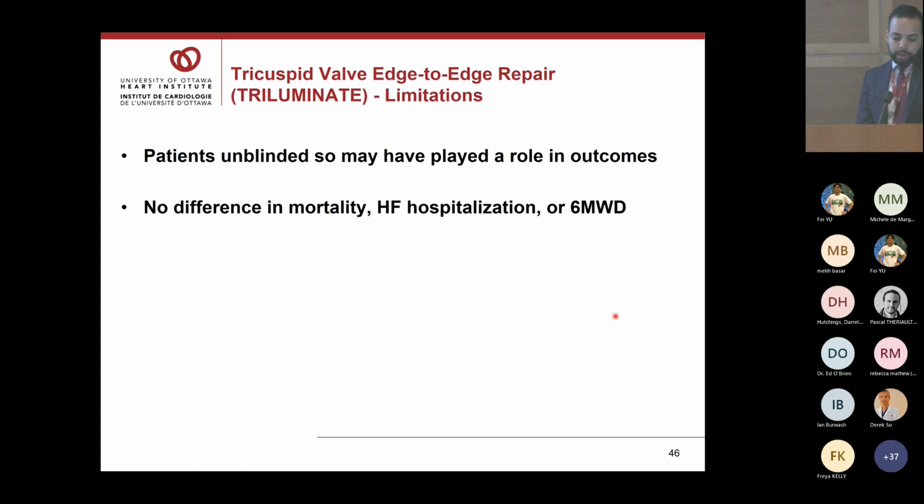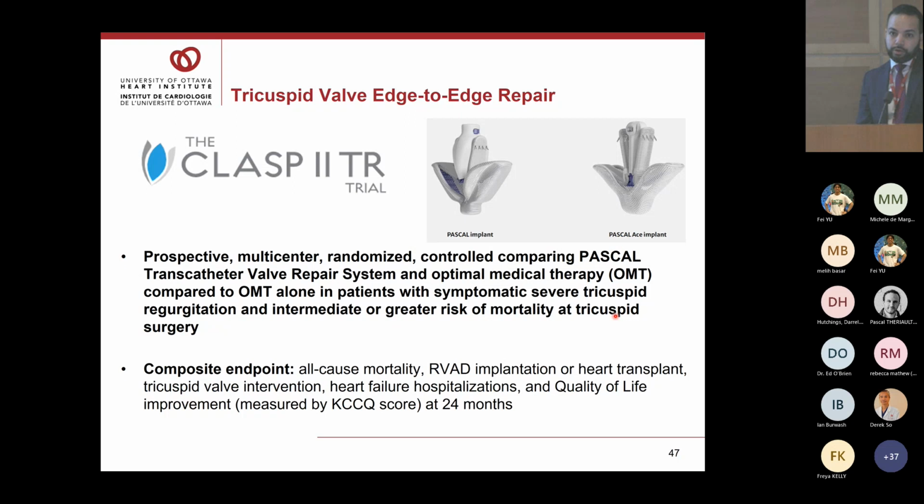So there's the CLASP II TR trial, which is the PASCAL transcatheter edge-to-edge repair device, which I mentioned for the mitral side. Essentially the same thing. It just has this bigger spacer, which we think would be useful in tricuspid regurgitation because of the size of coaptation defects that we see. So they're comparing this device to optimal medical therapy at 2 years. And the composite outcome that we'll be looking at because we're enrolling in that study is all-cause mortality, RVAD implantation, heart transplant, heart failure hospitalization, and quality of life at 24 months.